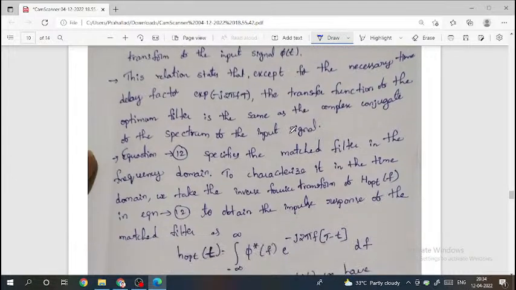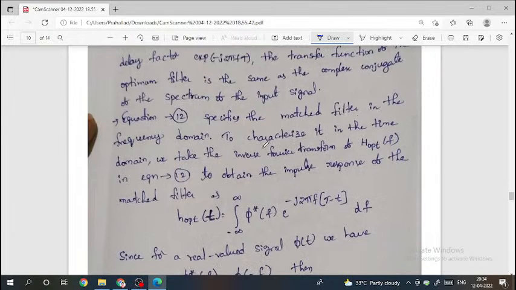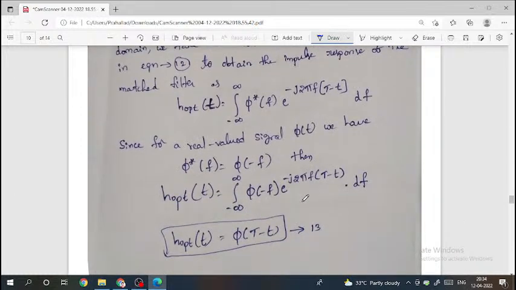Okay. So equation 12 specifies the matched filter in the frequency domain, and to characterize it in the time domain, we take the inverse Fourier transform of h optimum of f in equation 12 to obtain the impulse response of the matched filter. Take the inverse Fourier transform of equation 12, then we will get h optimum of t is equal to the integral from minus infinity to infinity of phi star of f into e power minus j 2 pi f into t minus T into df.